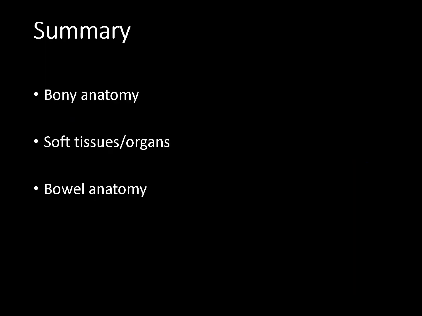So that's it for today's video. We talked about the bony anatomy, the soft tissues and the organs, and then we went over the bowel anatomy. So hopefully that served as either a good overview or a good review of some of the anatomical structures you can see within the abdomen on a radiograph. And we'll see you next time for our talk on bowel pathologies.